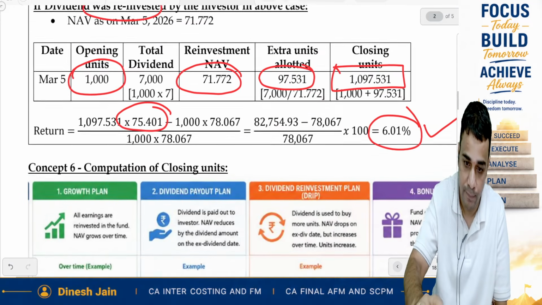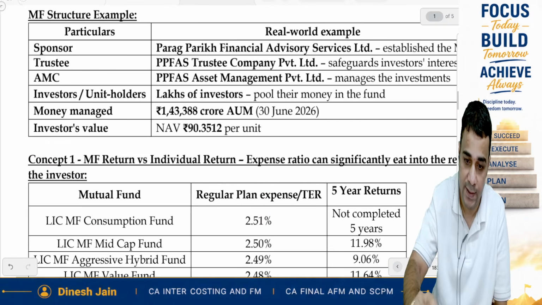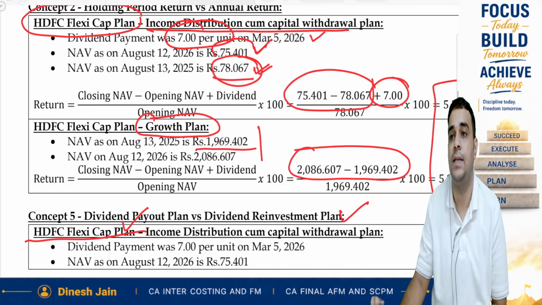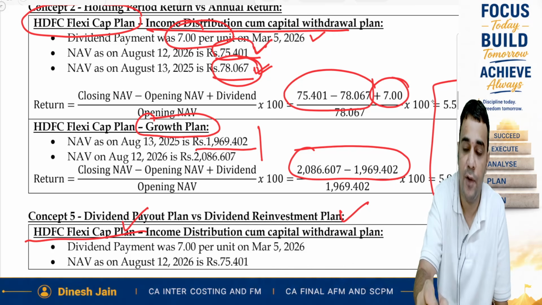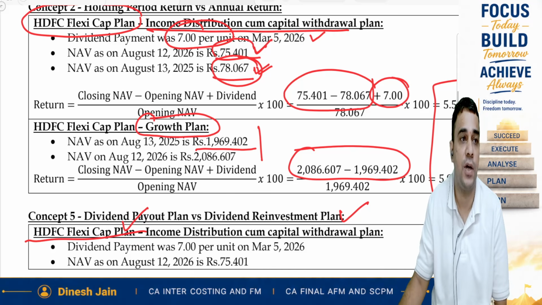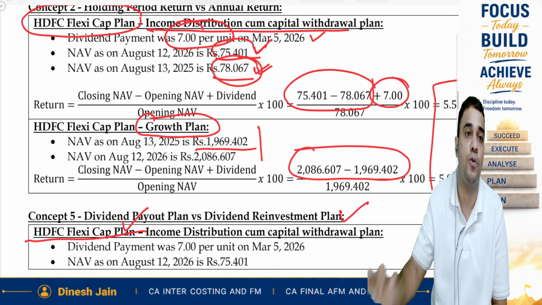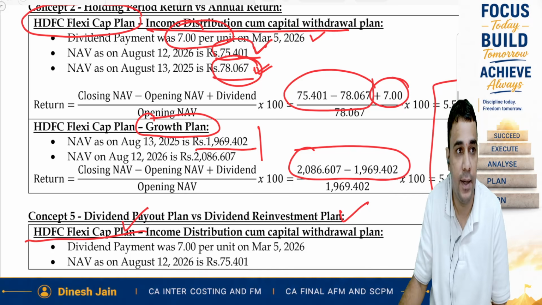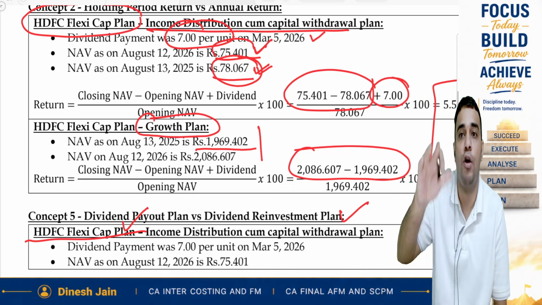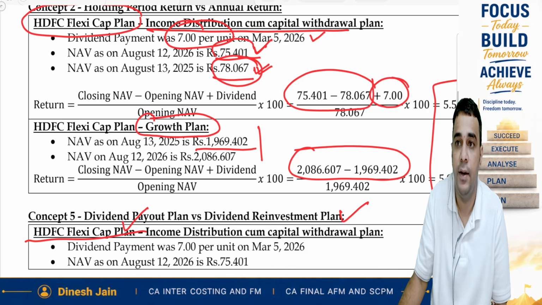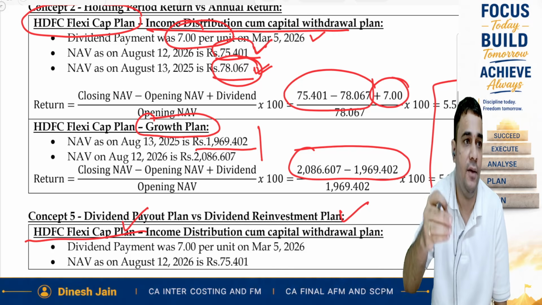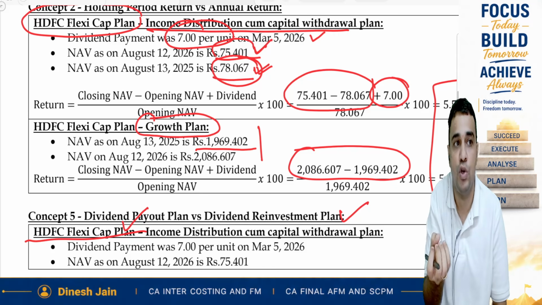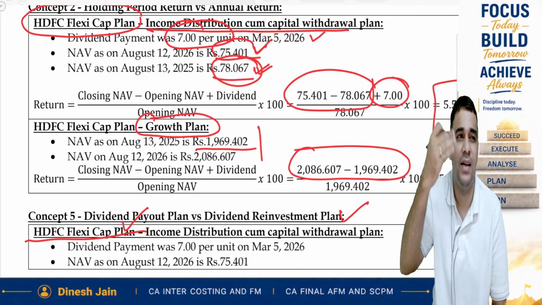For example, HDFC Flexi Cap growth plan has an NAV of 1969. The other plan had an NAV of 75. The gap is because they would have paid you approximately 1800 rupees in dividends from the beginning. Whenever you pay dividend, some of the assets are given to you, and the NAV goes down that day. Why it goes down is a little later discussion.